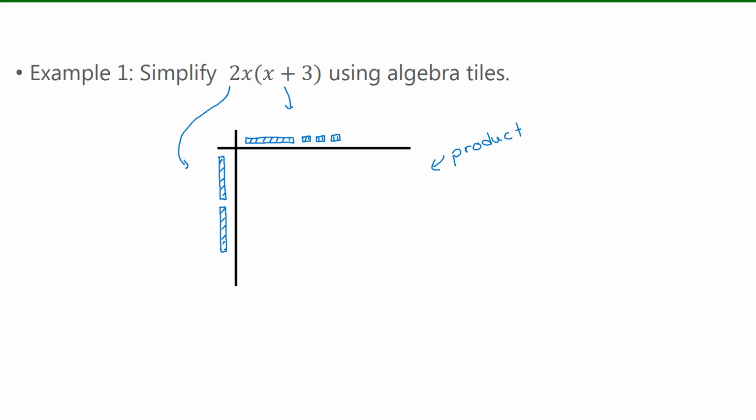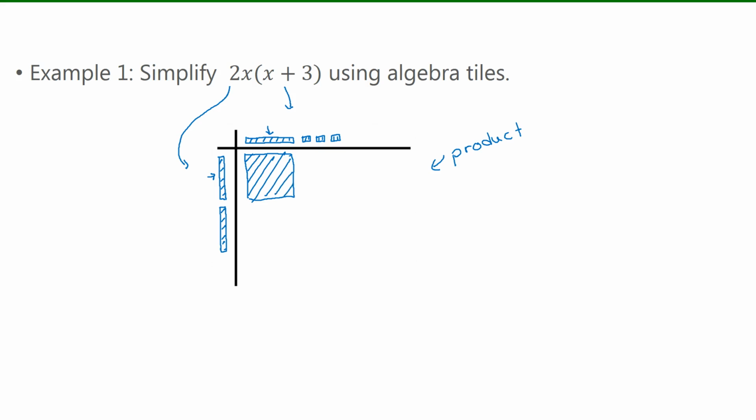Now when I place the tiles, I need to make sure that they have the same dimensions as the two tiles being multiplied. So I'm going to start by multiplying this x tile with this x tile. So the tile that I place here is going to be this long and it's going to be this wide. So this gives us an x squared tile. Since it's a positive times a positive, we get a positive.